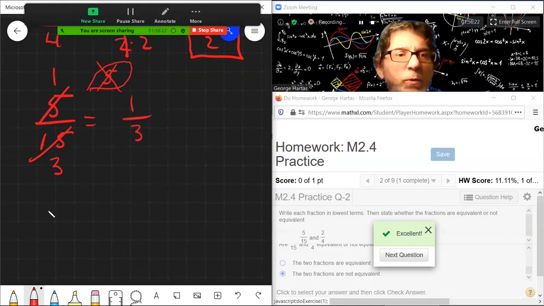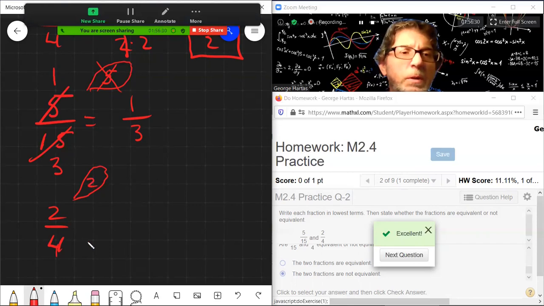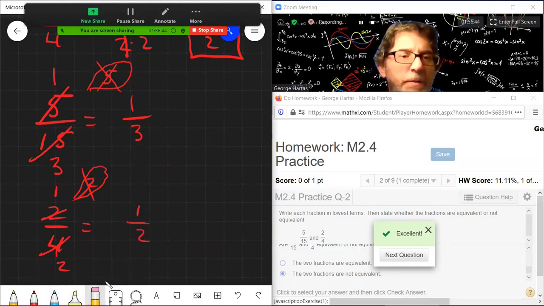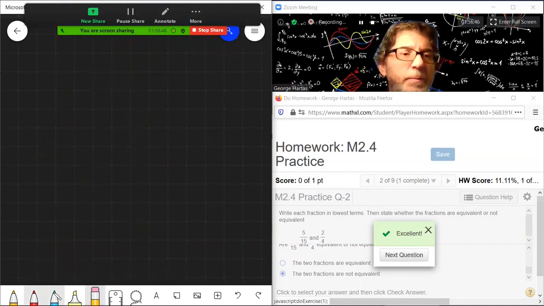And then we got 2/4. What number goes into both? Then you said 2. 2 goes into 2 1 time. 2 divides into 4 2 times. And here we got 1 over 2. And again, they're not equivalent. All right, I think you're getting the idea.